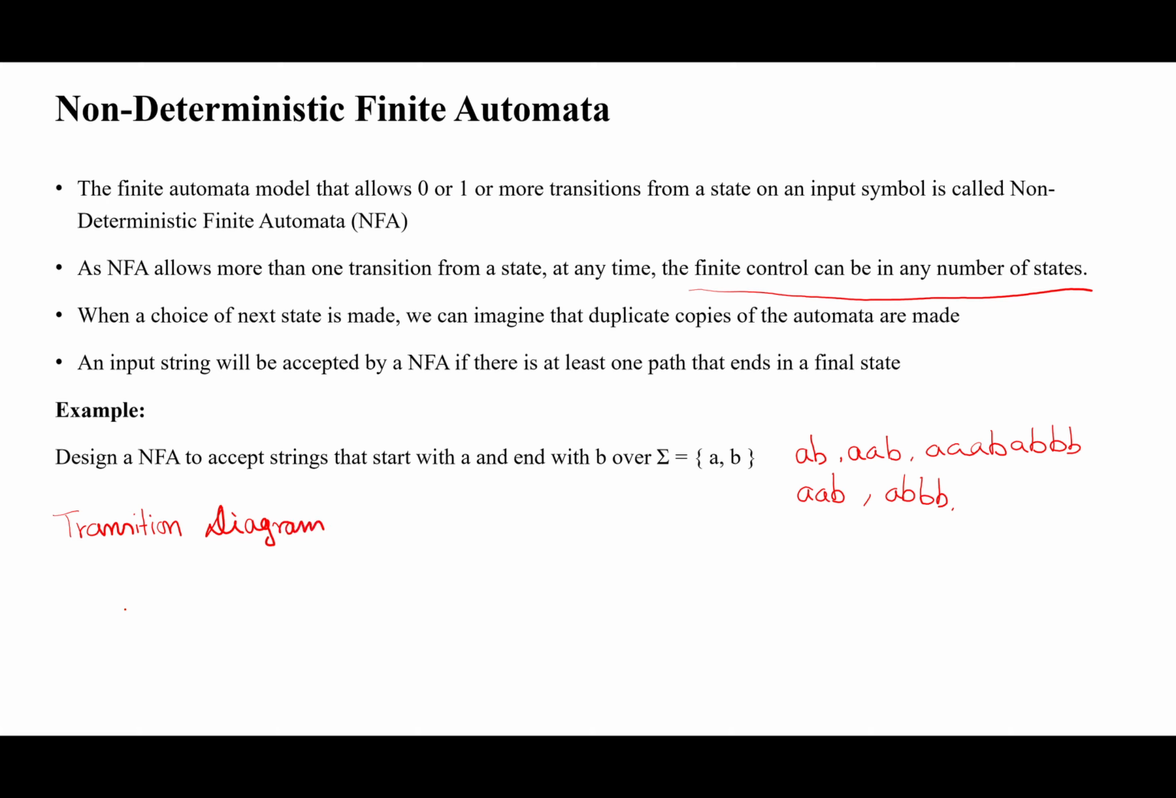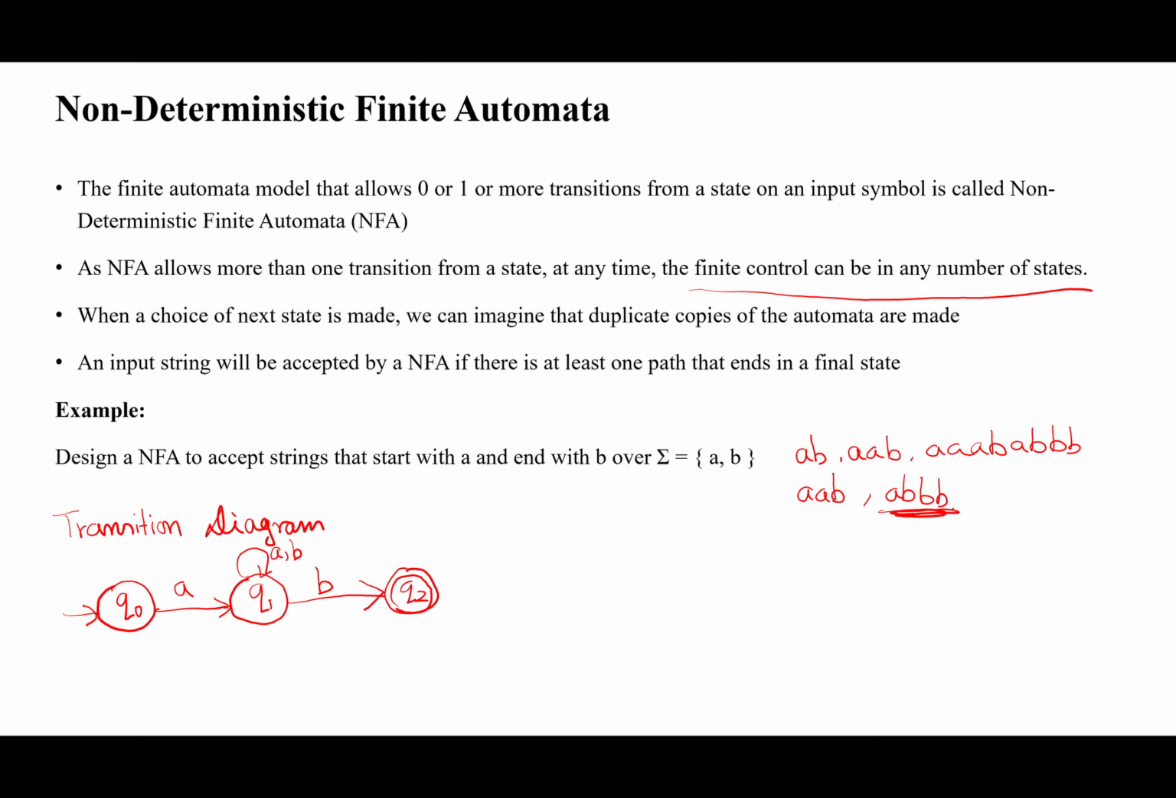Okay, so first Q0 is the initial state. What is the condition? It should start with A and end with B. So the first transition from Q0 to Q1, we are giving the input symbol A. Then next it should end with B, so we can give B. So now it starts with A and ends with B. In between this A and B, it can have any number of A's and B's, so we can create a loop for A and B, and this Q2 can be a final state. Okay, so we can check with this string.